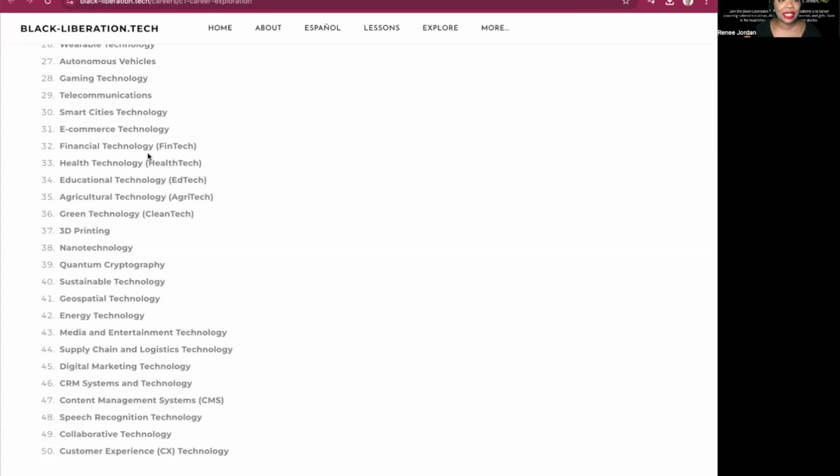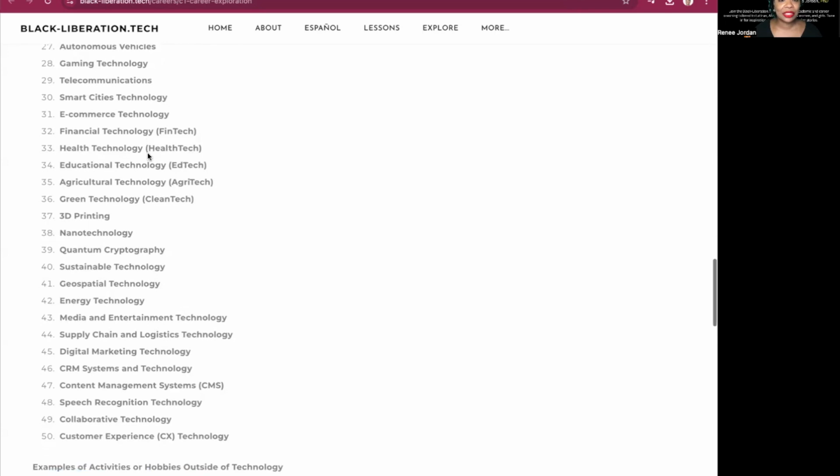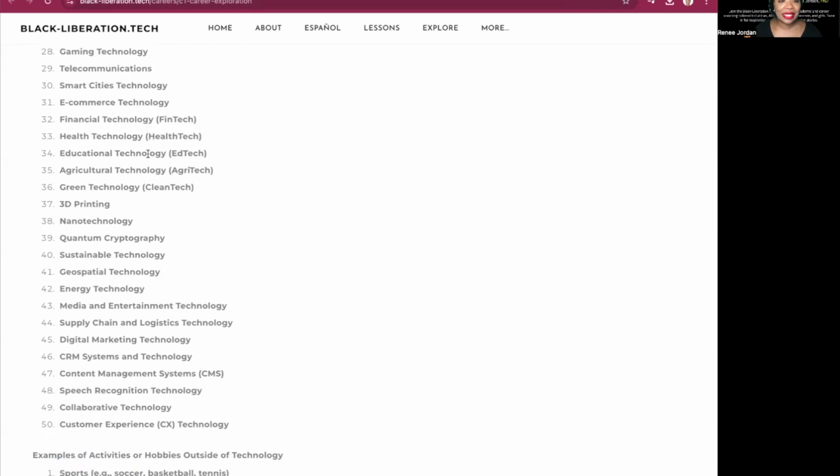Other areas of technology include e-commerce technology, financial technology, so fintech. Anyone who's in business, even if you're not necessarily going to be the fintech person, you should know what's happening in fintech so you'll have an understanding of how technology is impacting your industry and where you fit along those lines.